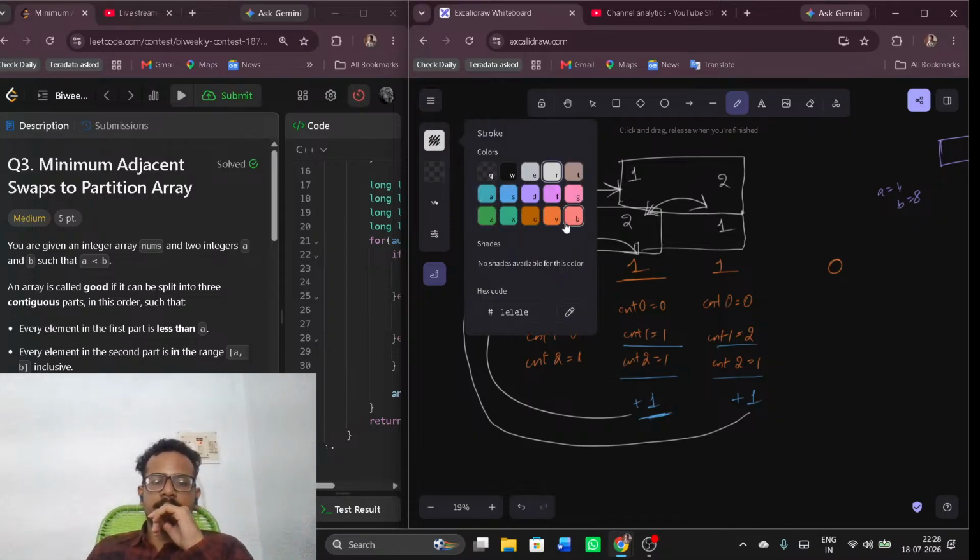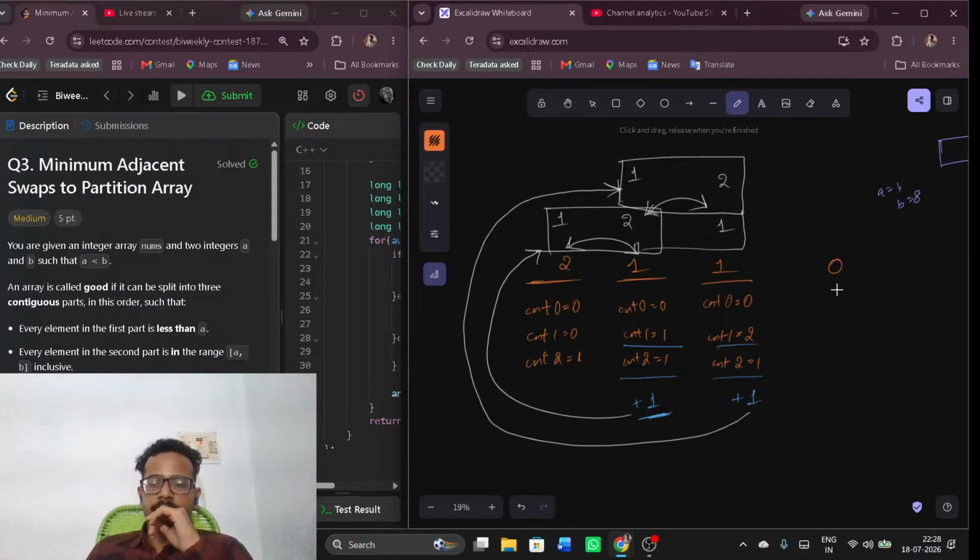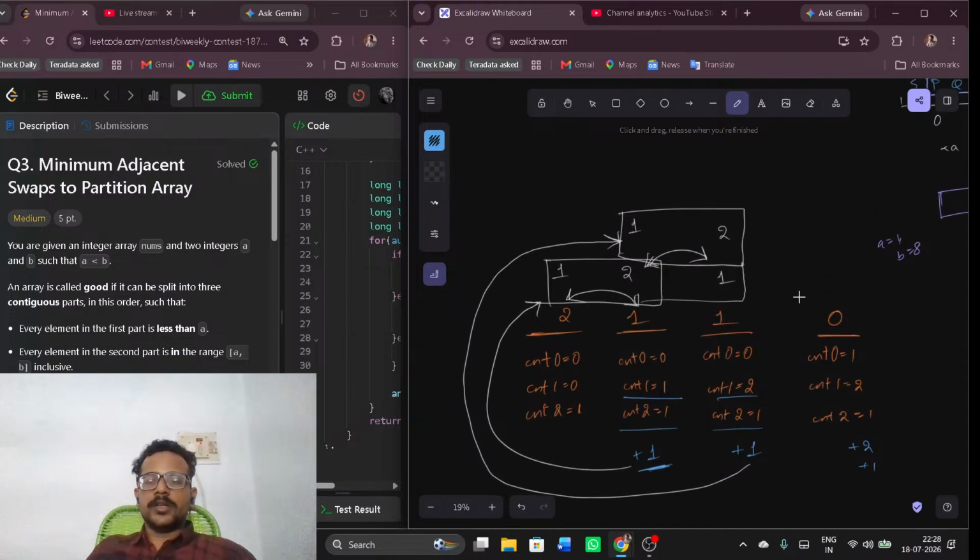Now here comes the interesting part. We have a 0. Count 0 is equal to 1. Count 1 is equal to 2. Count 2 is equal to 1. Here, I would add plus 2 plus 1. Why am I adding plus 2 plus 1? I'll tell you. This plus 1 is contributing here. This plus 1 is contributing here. 2 and 0 must be swapped. So I would get 0 and then 2. I have 1 and then 1.